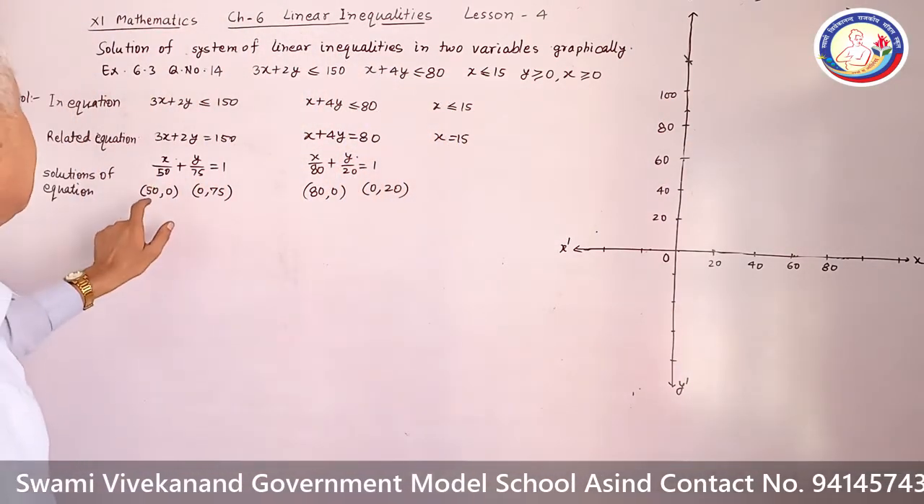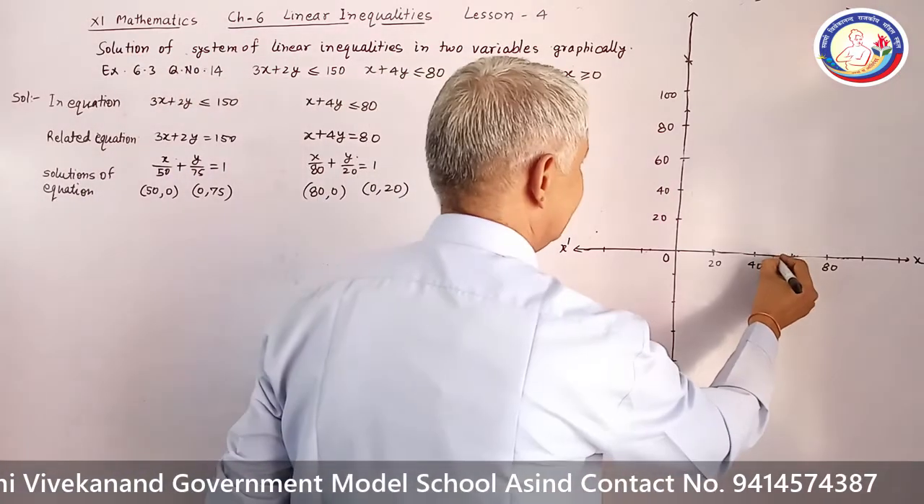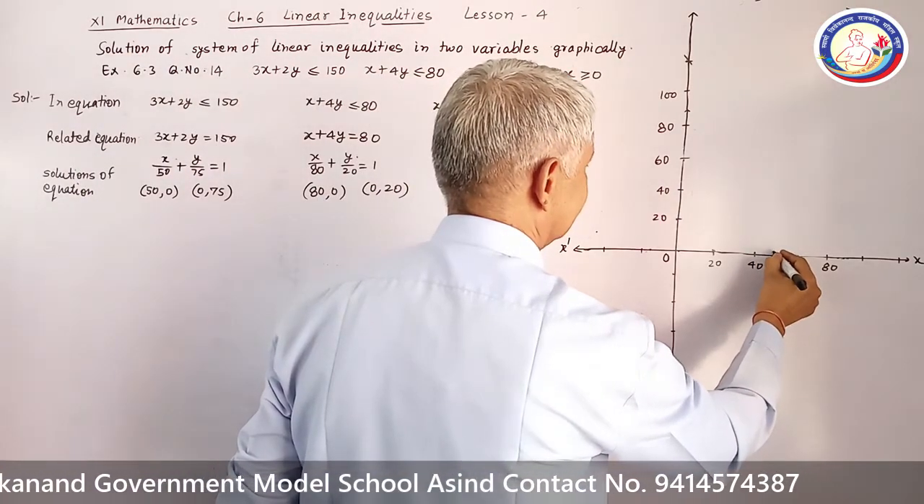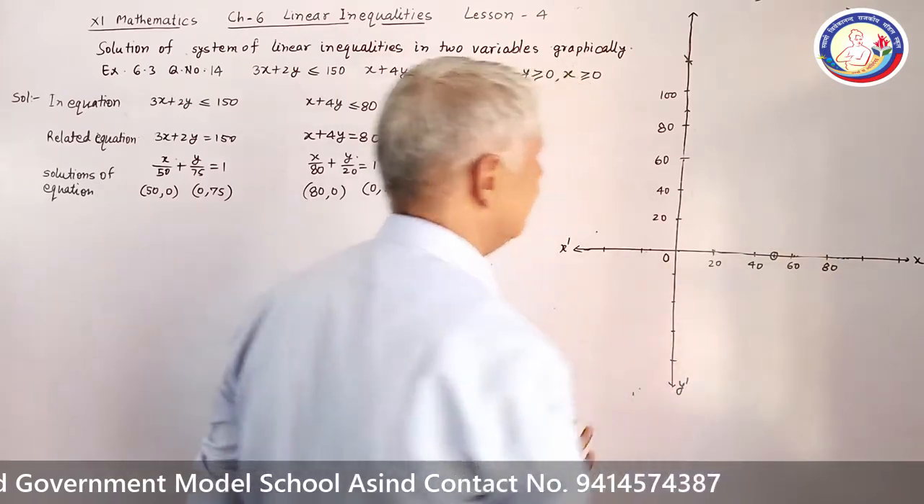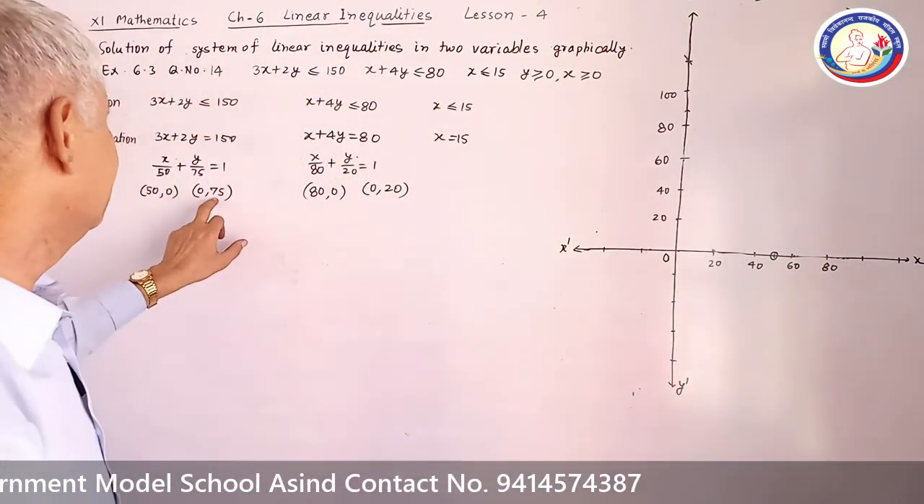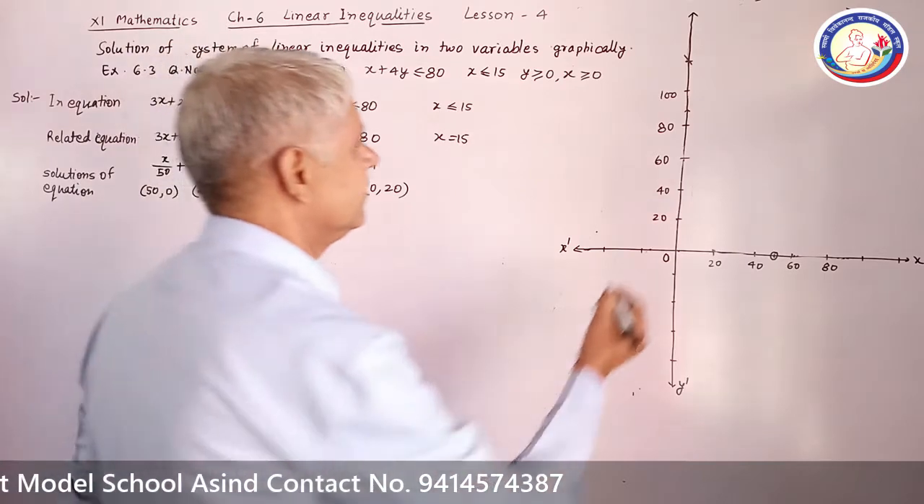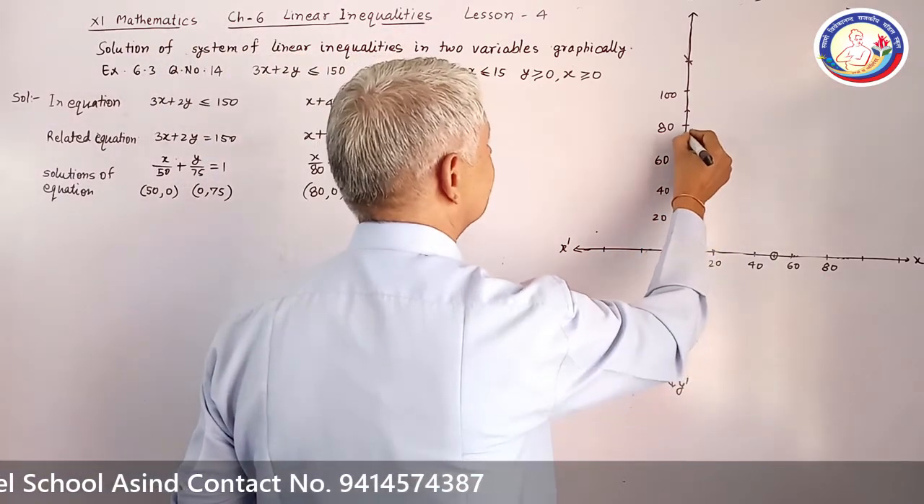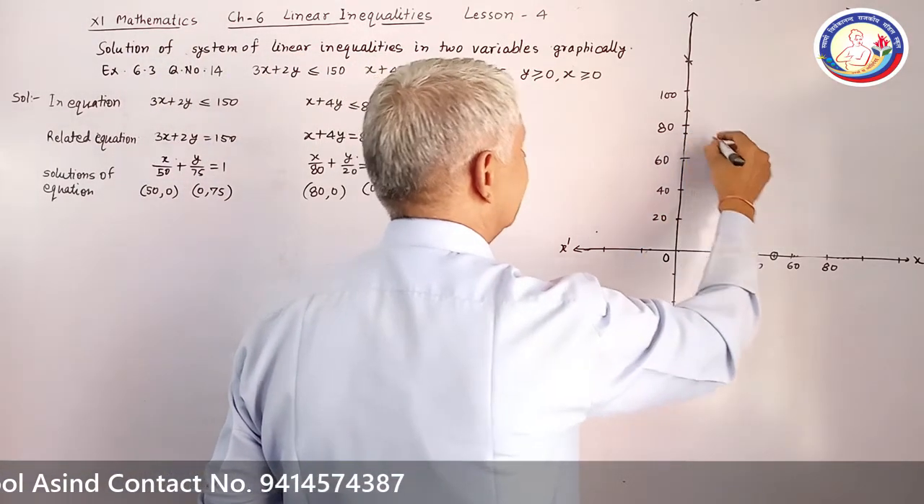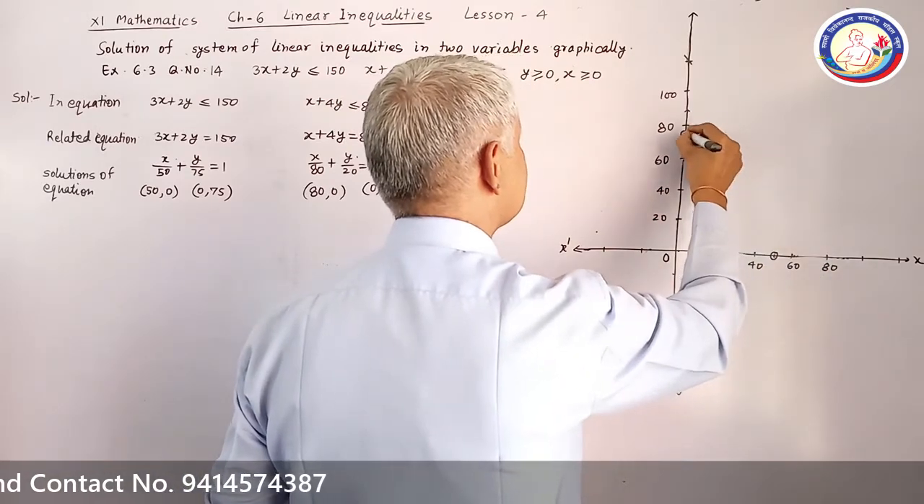Now plot this line 50, 0. This will be 50, 0. So this is a point 50, 0. Now second point on this line is 0, 75. This is 0, 20, 60, 75 is something here. Join these 2 points.